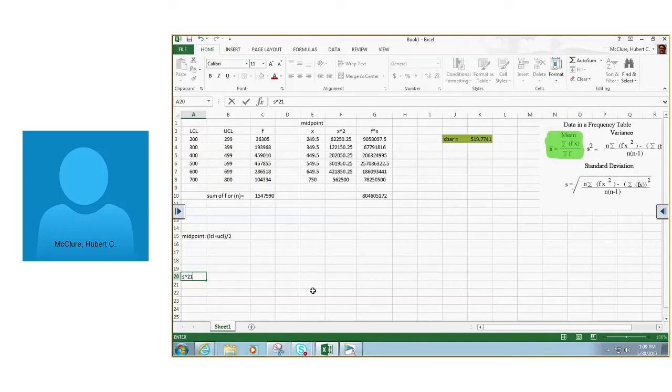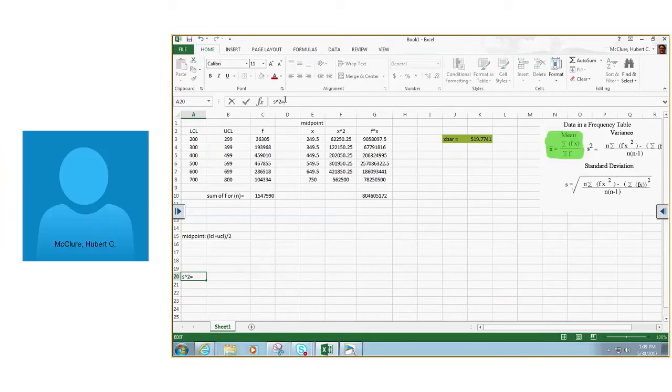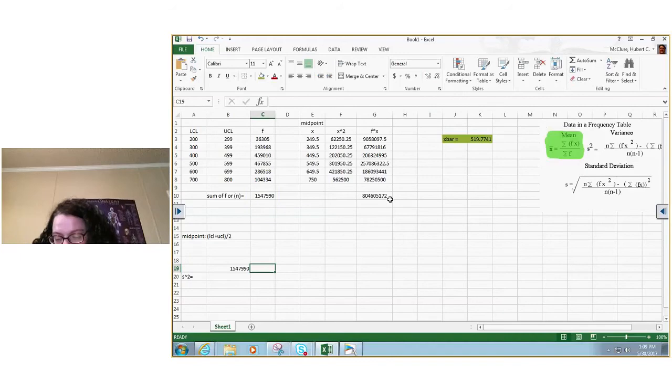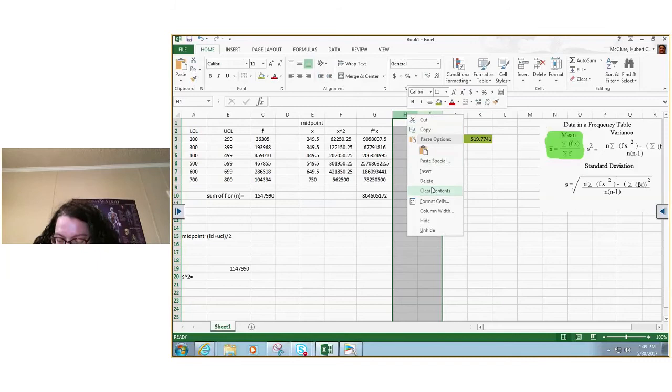S squared is equal to, the first thing we got to do is we got to find what? N? We found N. N is this number right here. And then we're going to multiply N times the summation of F times X squared. So that means I got to take F, and then I got to do what? Sum it up, Hubert. That's right, class.